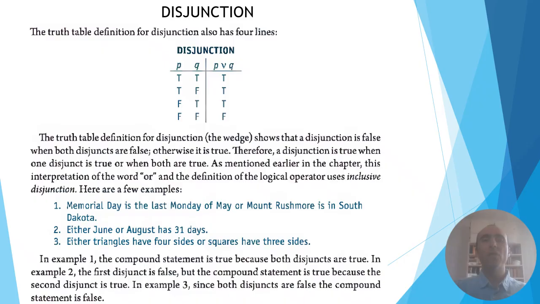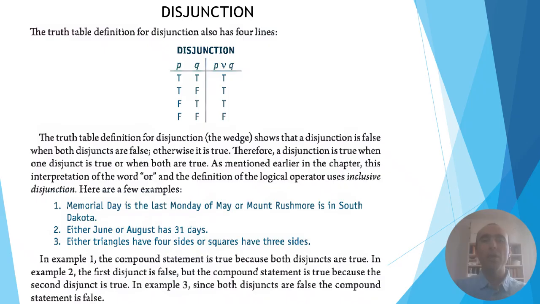The truth table definition for disjunction also has 4 lines. You can find it on this slide. The truth table definition for disjunction, the wedge, shows that a disjunction is false when both disjuncts are false. That is what is shown on the last row of the truth table. Otherwise, it is true. Therefore, a disjunction is true when one disjunct is true or when both are true, as it is shown in the first, second, and third rows of the truth table.